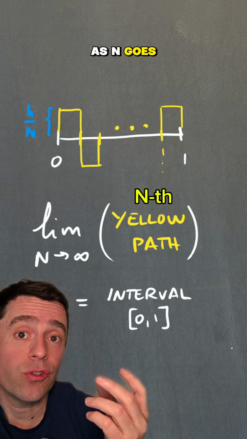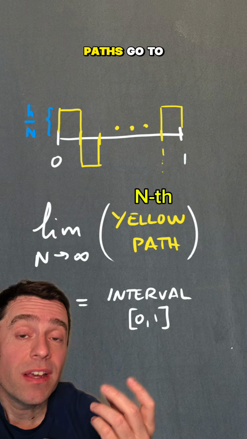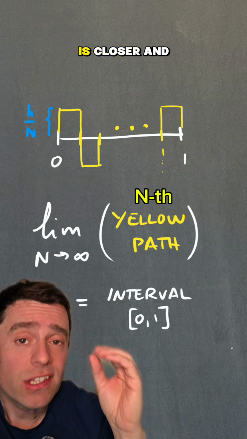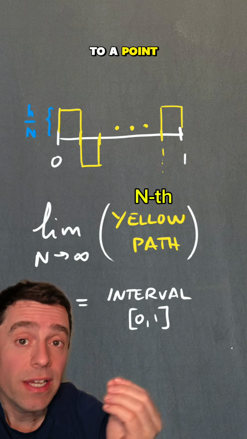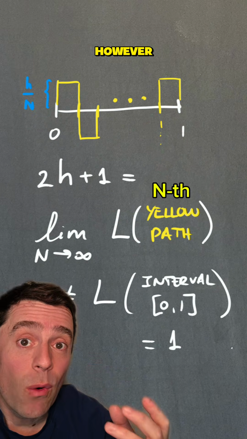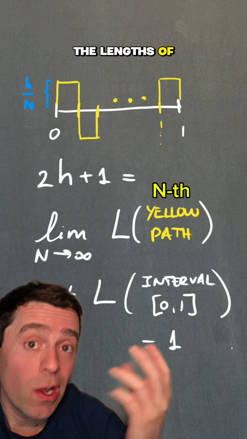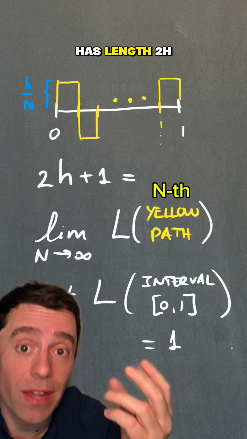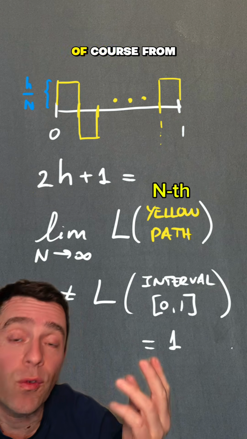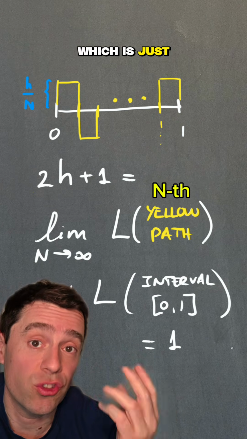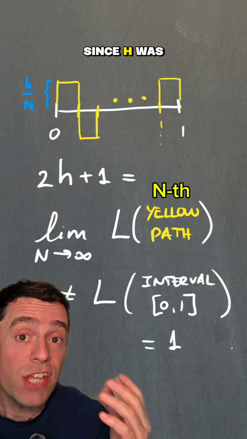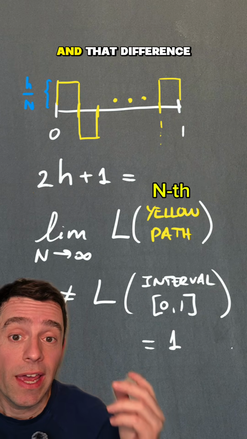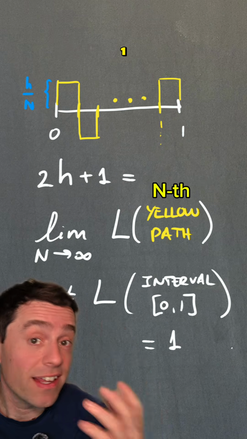So the limit as n goes to infinity of those yellow paths goes to 0, 1, because as n goes to infinity, every point in the yellow path is closer and closer to a point in the interval 0 to 1. However, the limit of the lengths of yellow paths is 2h plus 1 because every single one of those paths has length 2h plus 1, which is different, of course, from the length of the interval, which is just 1. And by the way, since h was arbitrary, I can make that difference between 2h plus 1 and 1 as large as I want.